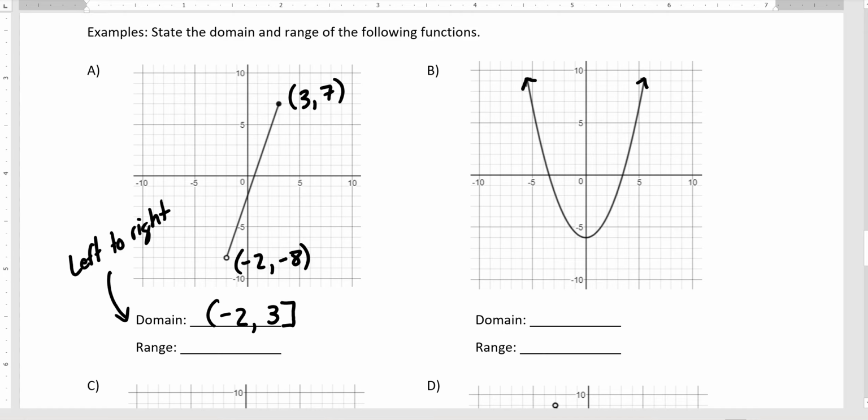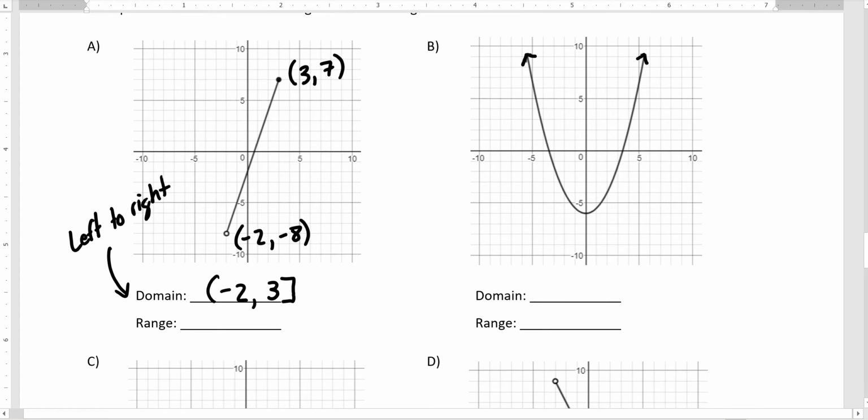Now my range would be the lowest to highest of my y values. So my lowest y value is -8. Since -8 is an open circle, it'll look like this. And the highest is 7, and 7 is a closed circle, so it'll have a hard bracket. And that is letter A. That's it. We're just writing these values in interval notation.